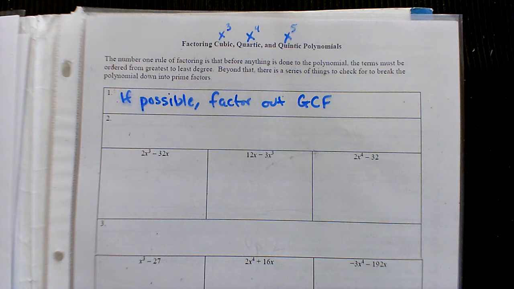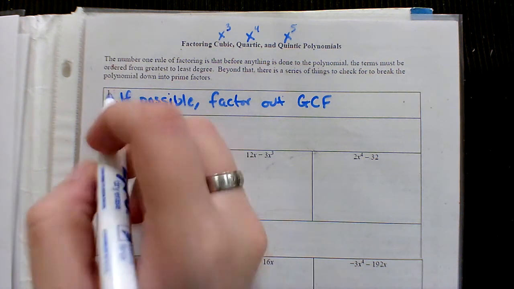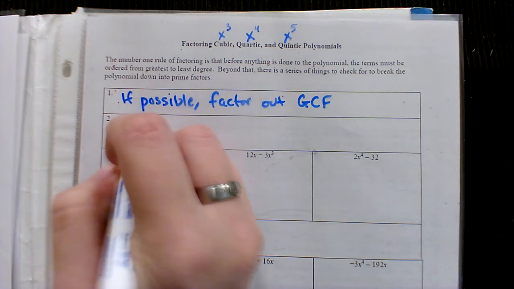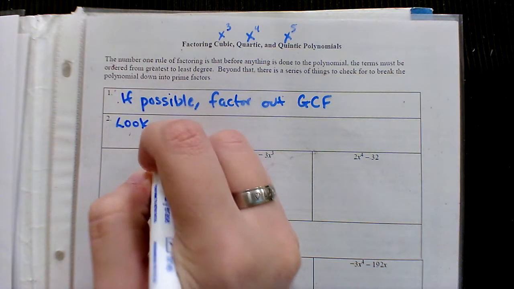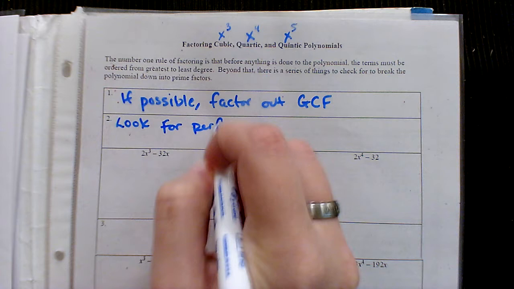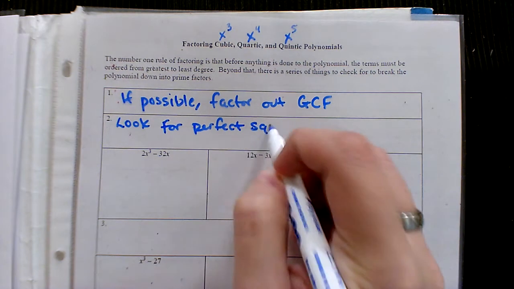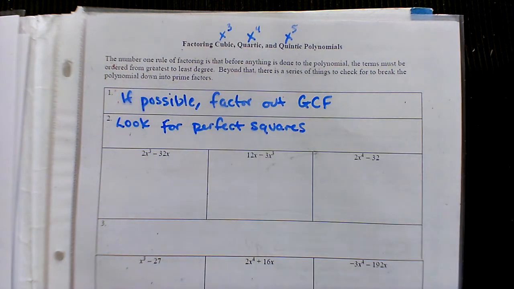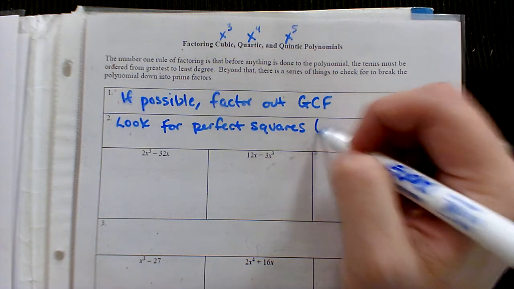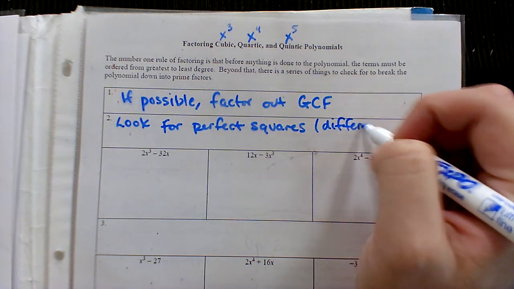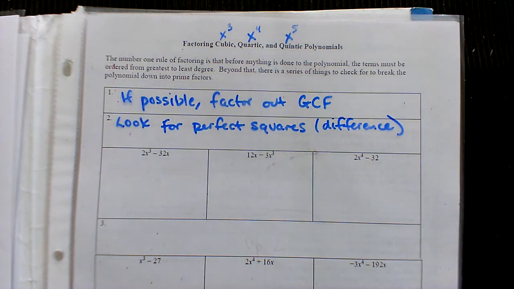Okay, so that's going to lead us into some of these other techniques. Okay, maybe we could pull a GCF out, maybe we couldn't. Where can we go from there? It all depends on what the polynomial or expression looks like. So for these first three examples, we're going to look for perfect squares. So these three examples are going to be like those difference of perfect squares. Remember, difference means subtraction. So you always need to be subtracting perfect squares.